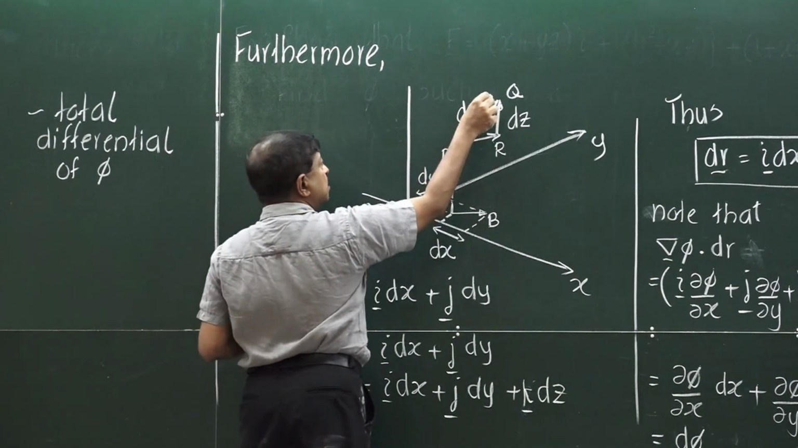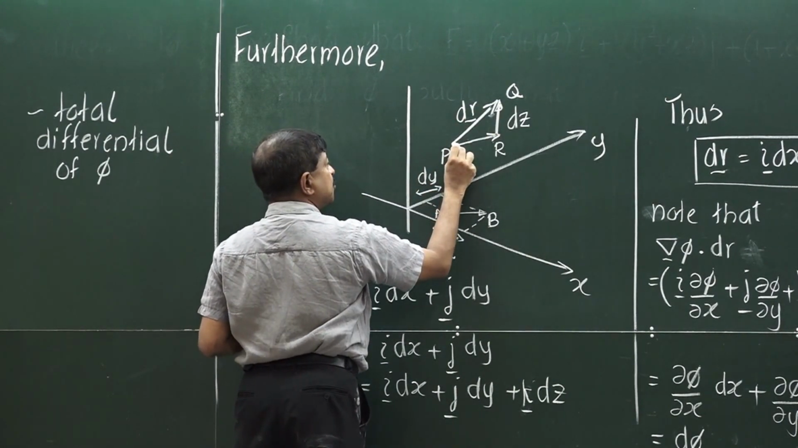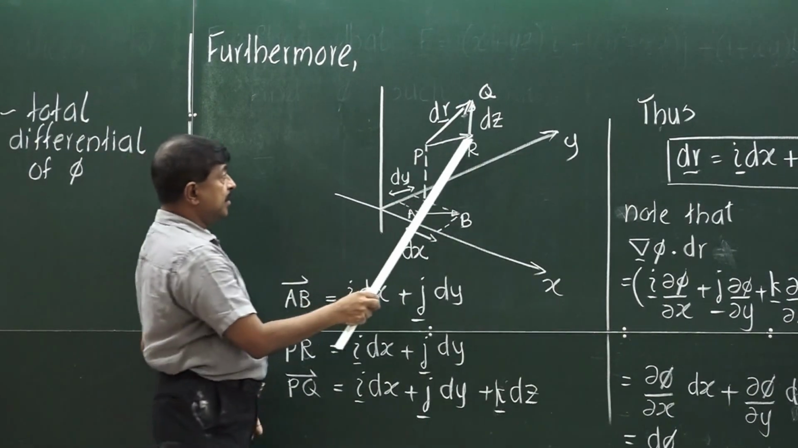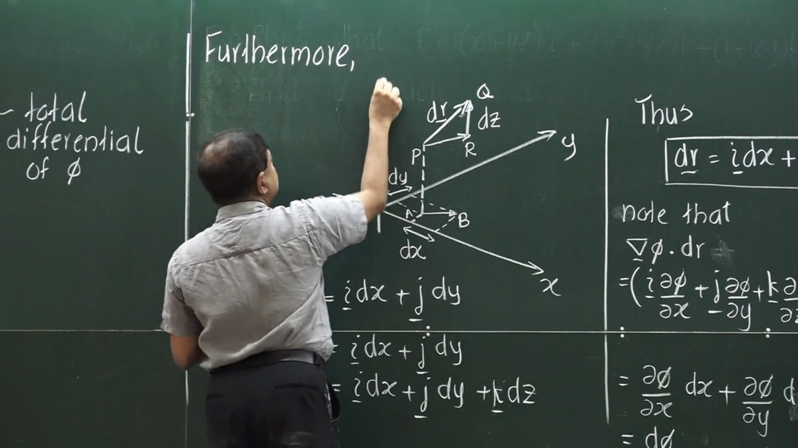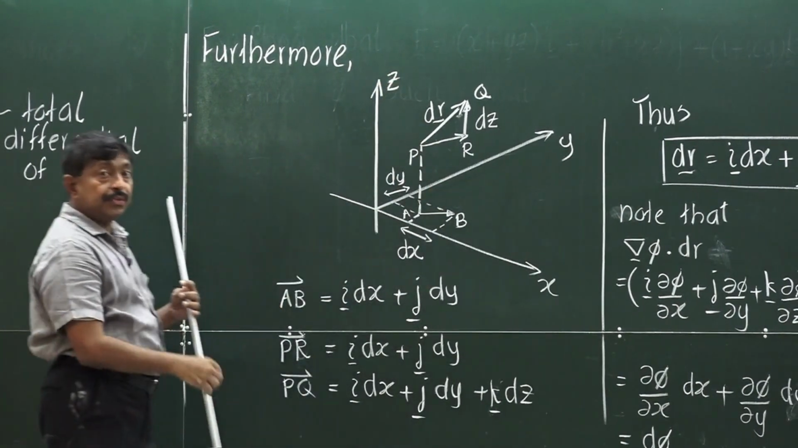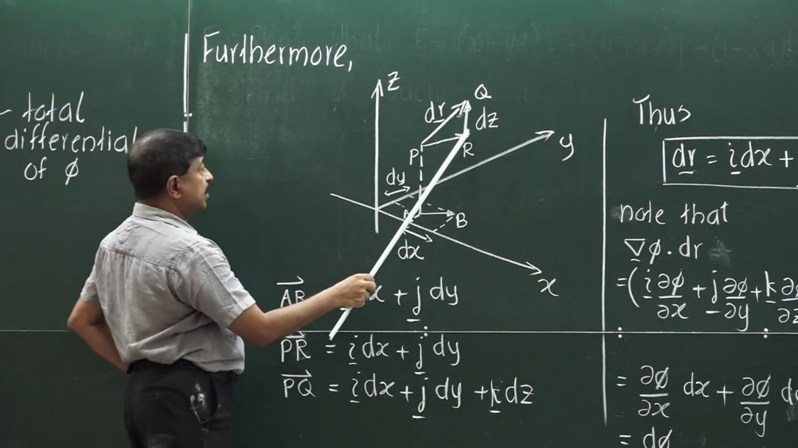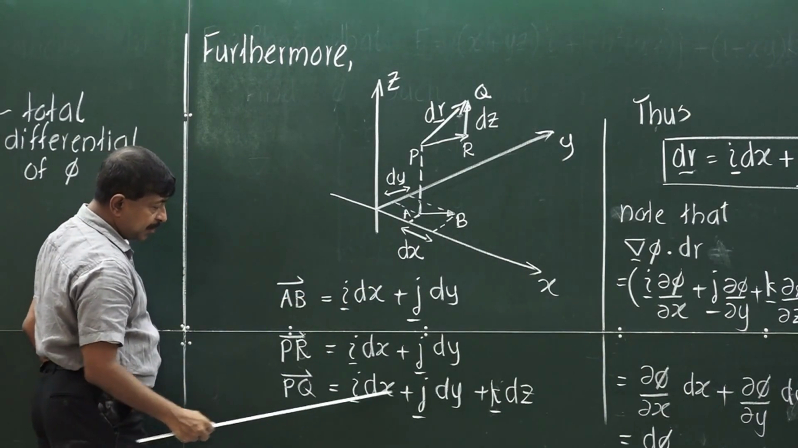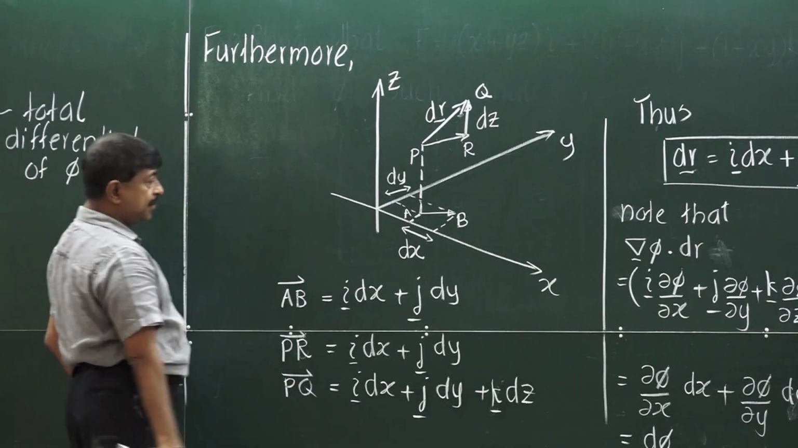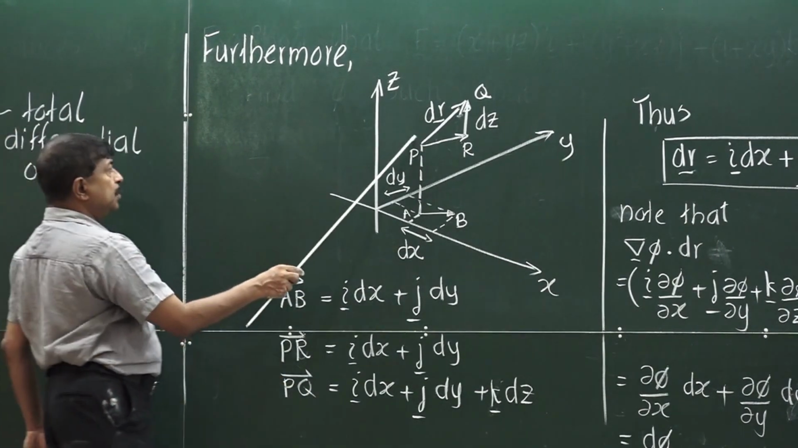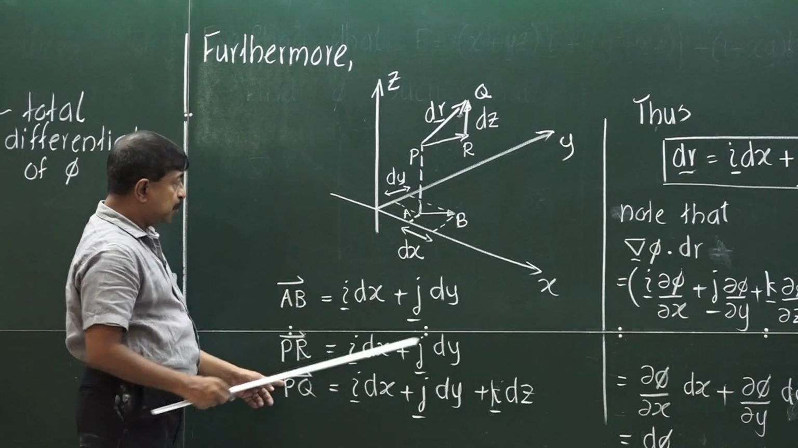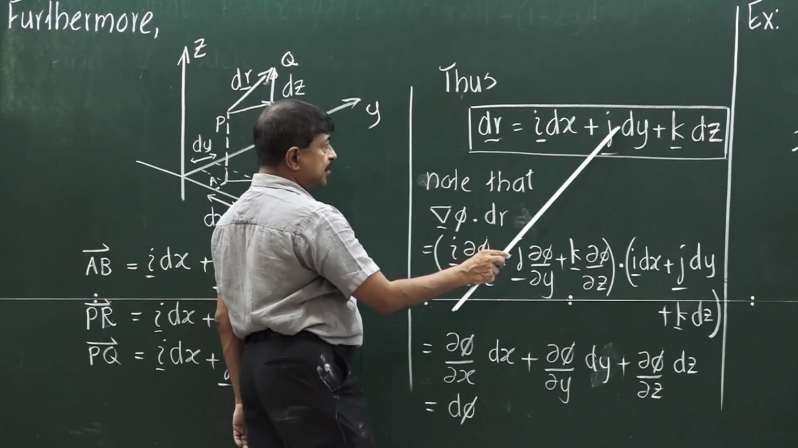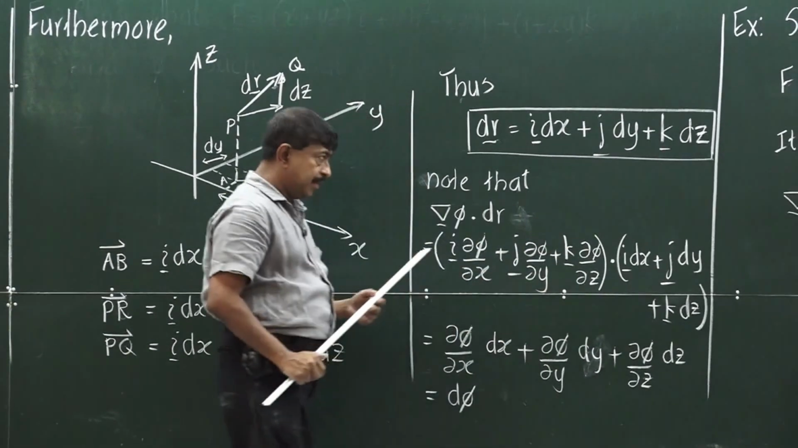Now, you can write PQ as PR plus k dz. This is the z axis. The unit vector along z axis is k. Therefore, this RQ should be k dz. So, you can simply add it like this, i dx plus j dy plus k dz. Since PQ is equal to dr, now you can write dr is equal to i dx plus j dy plus k dz.